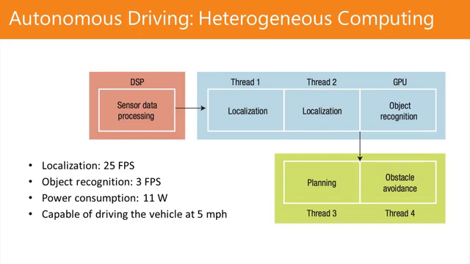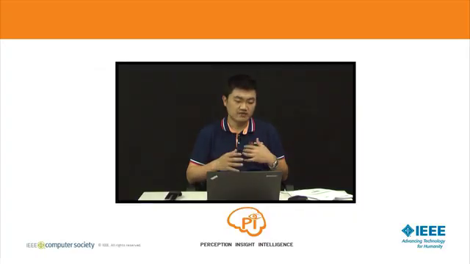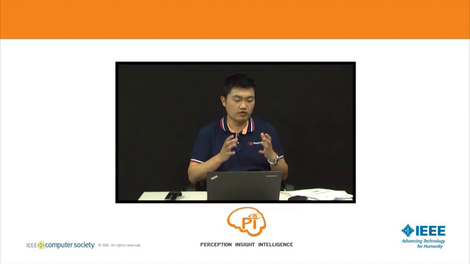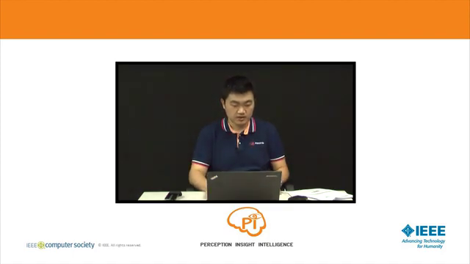And then with this pipeline, we have built a small vehicle that's able to travel 5 miles per hour on only 11 watts of power. So that's a very strong message that if you can fully utilize heterogeneous computing, you can build a very lightweight machine for autonomous driving. Okay, so that's it for client systems.